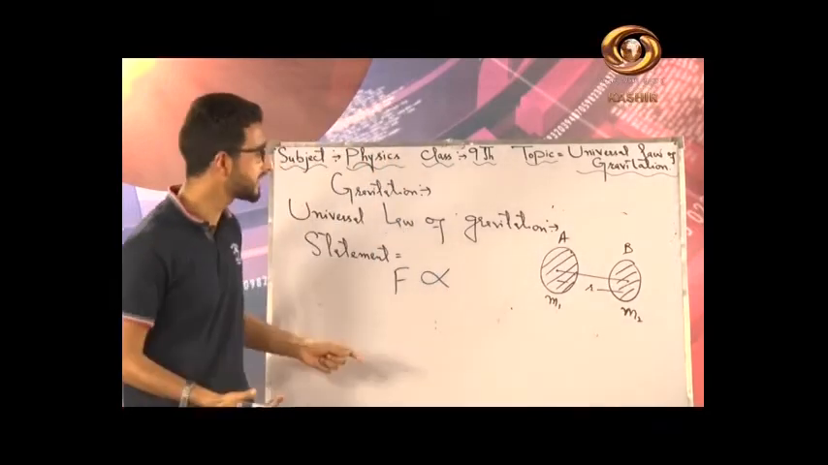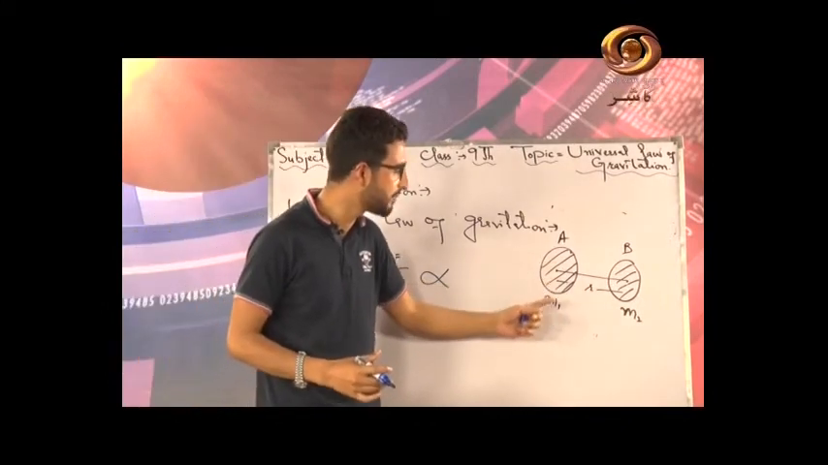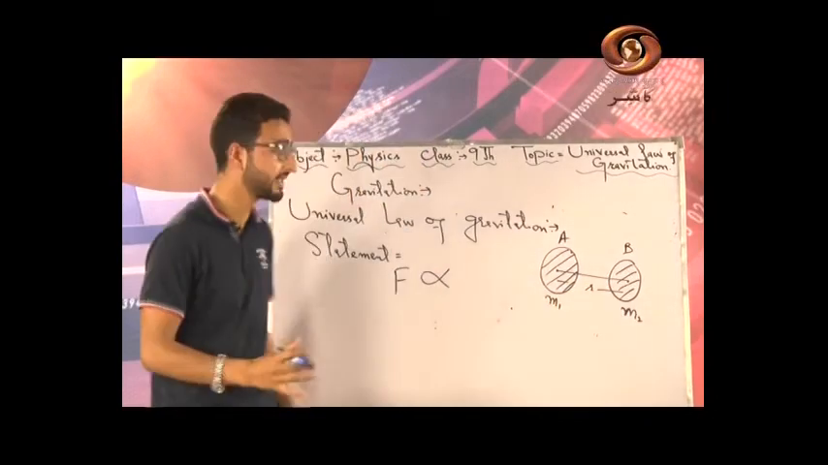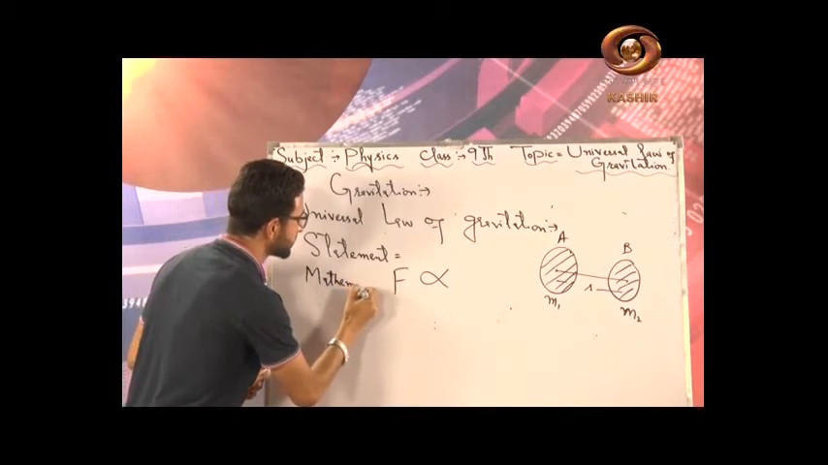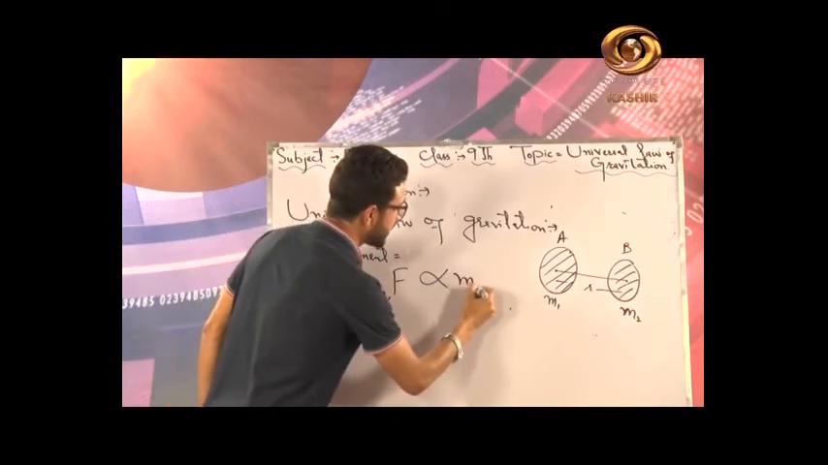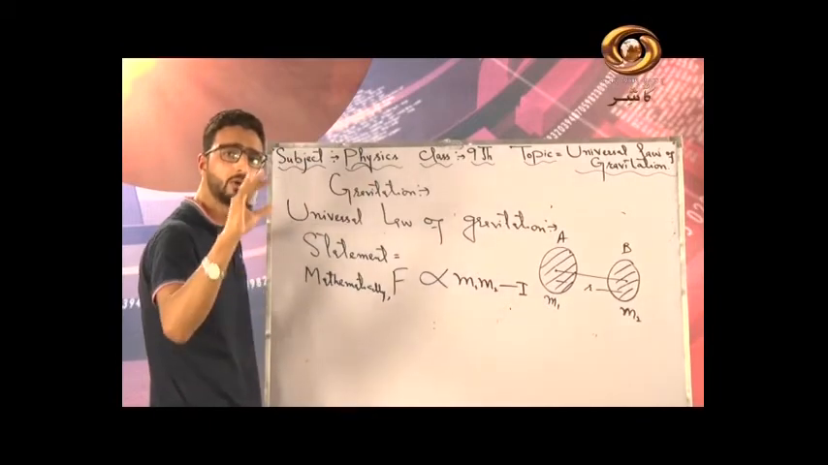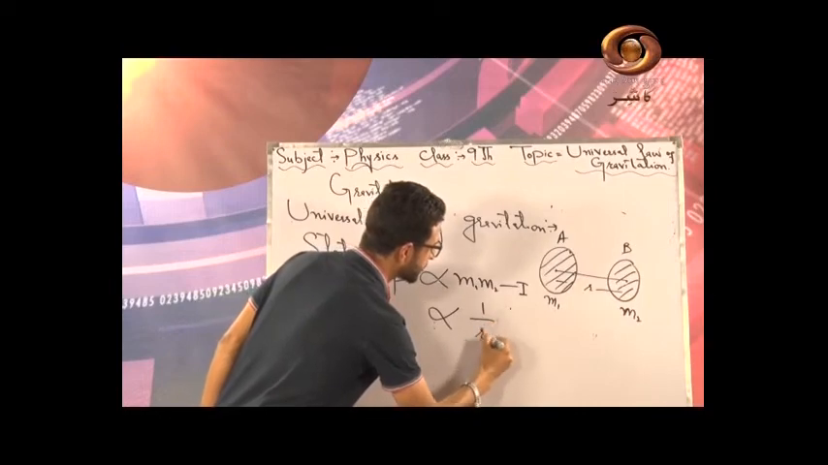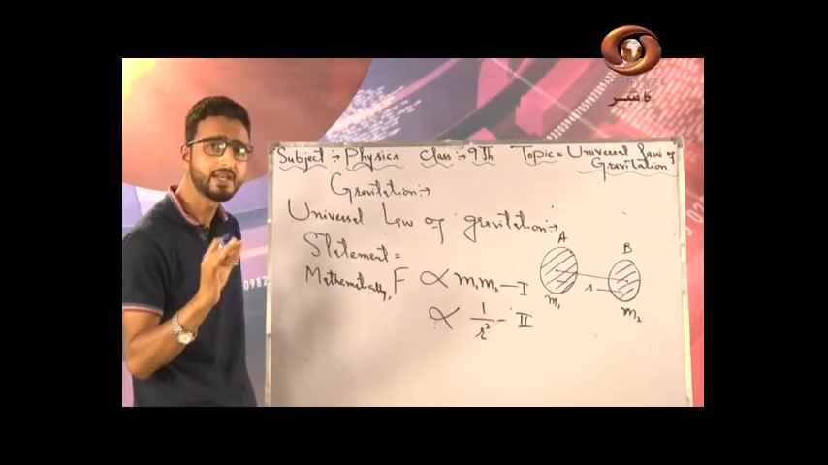Now, if I want to write this law mathematically, for that I have to consider two bodies of masses m1, m2, and suppose r is the distance between their centers. Now, mathematically, I will simply write F is directly proportional to the product of the masses, that is m1 into m2, and the second part is that it is inversely proportional to the square of the distance between the centers of the two bodies. You are getting it or not?